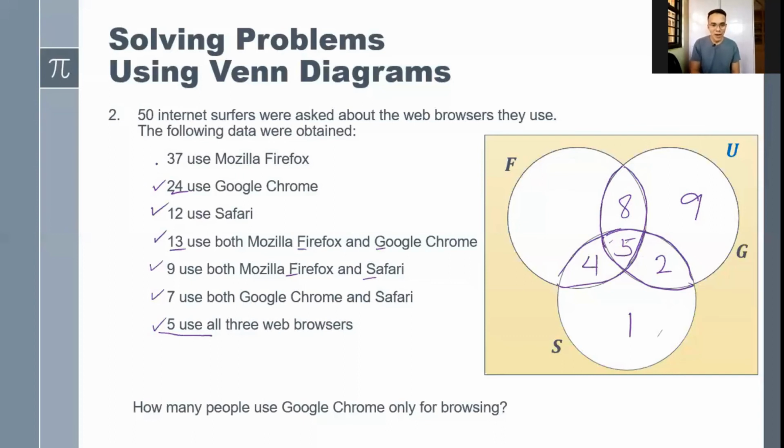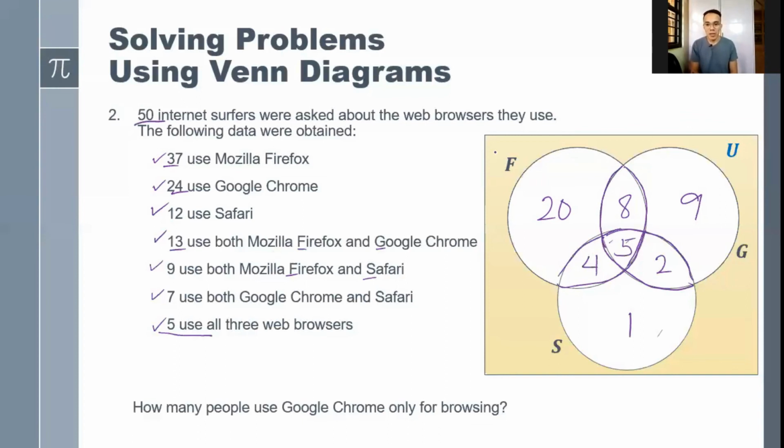And for Mozilla Firefox, we have a total of 37. Look at the Firefox set, F set. The numbers inside this circle are 4, 5, and 8. And 4, 5, and 8 will sum up to 17. 4 plus 5 plus 8 is 17. Our goal is to have a total of 37. So we need 20 more. Okay? And we're not done yet because we have to make sure that the total is 50.